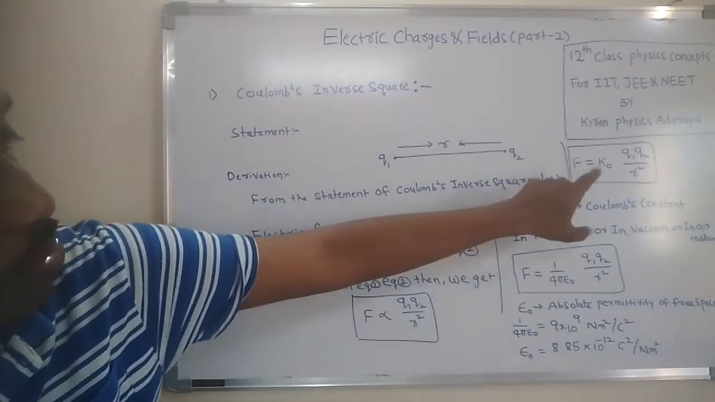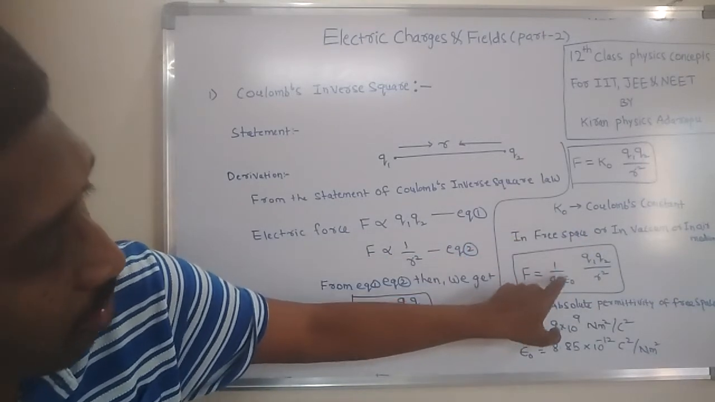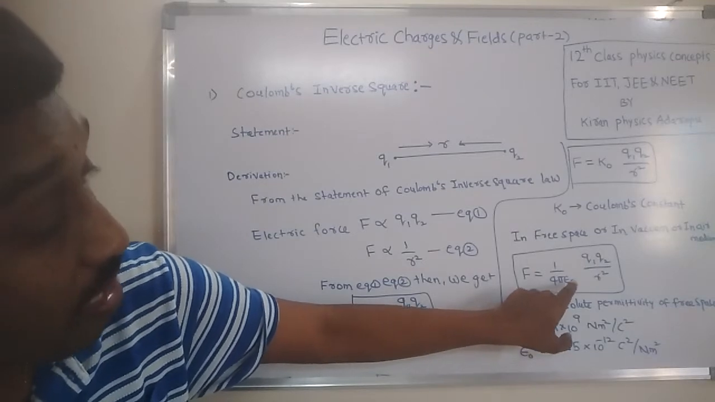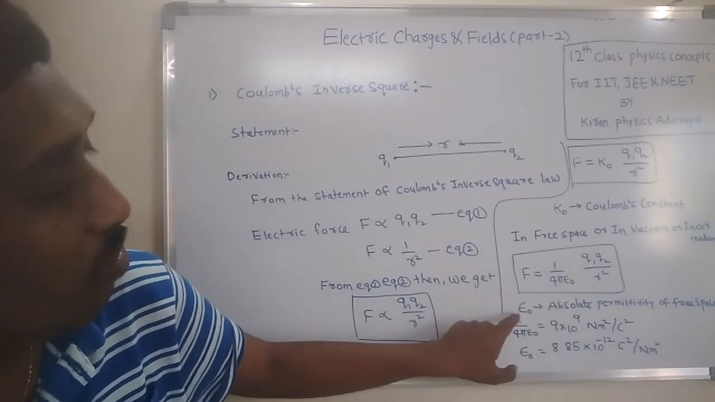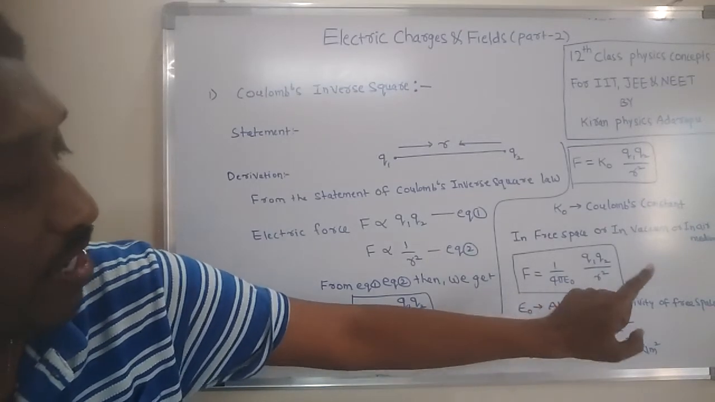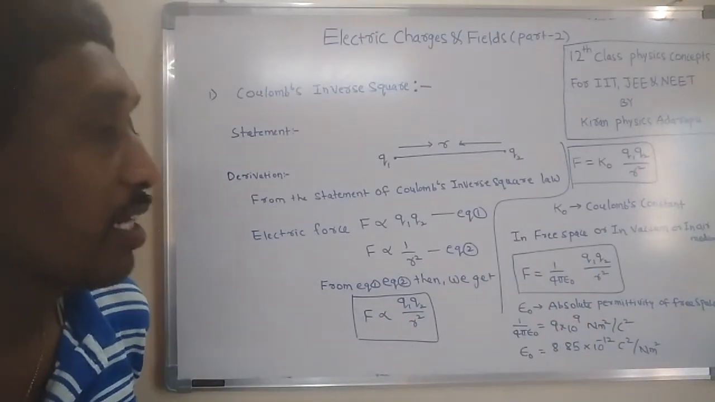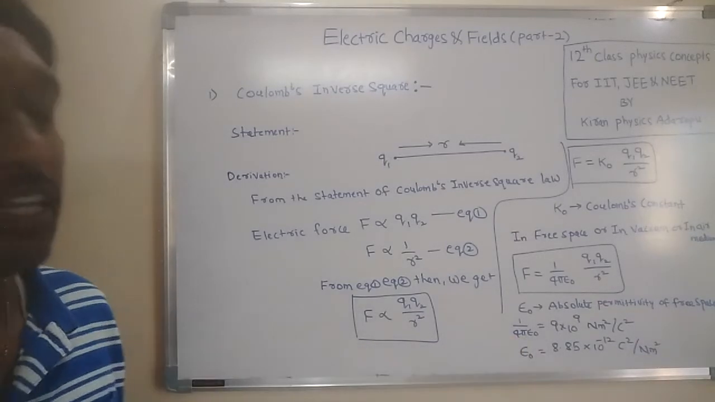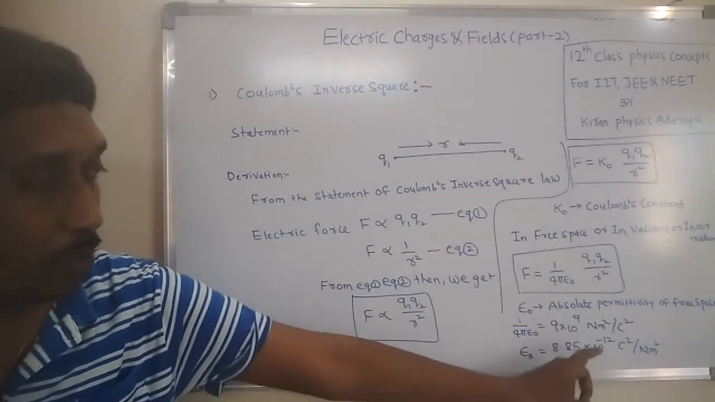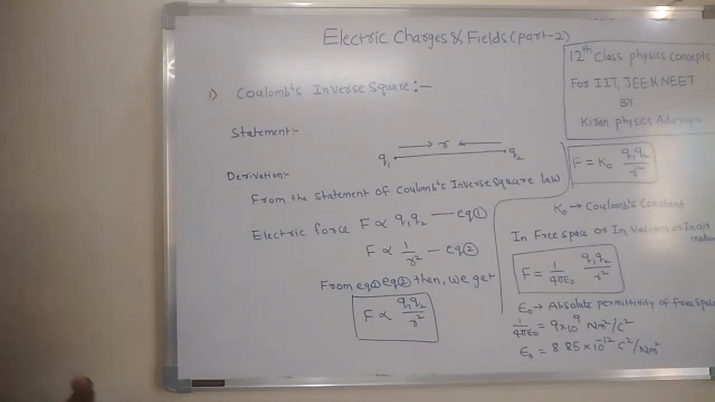When these two charges are placed in free space or in vacuum, what is the expression? Instead of k naught, write 1 by 4 pi epsilon naught. Here epsilon naught is the proportionality constant introduced, called the absolute permittivity of free space. This 1 by 4 pi epsilon naught value is 9 into 10 power 9 Newton meter square by Coulomb square, whereas the practically measured epsilon naught value is 8.85 into 10 power minus 12 Coulomb square by Newton meter square.